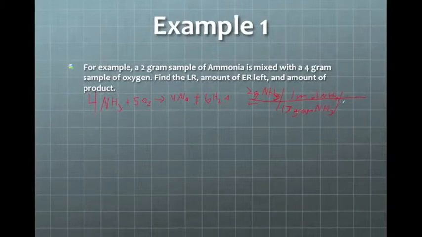You use 2 grams of NH3, convert that to moles, and then to moles of NO, back to grams of NO, which comes out to be 3.53 grams. Then you convert 4 grams of O2 into moles of O2 to moles of NO to grams of NO, which comes out to be 3, which tells you that the oxygen is the limiting reactant.